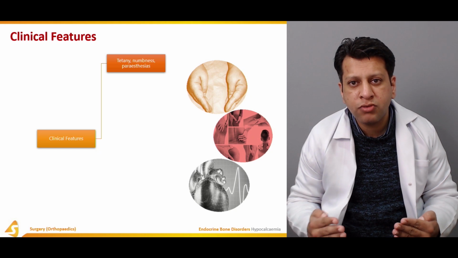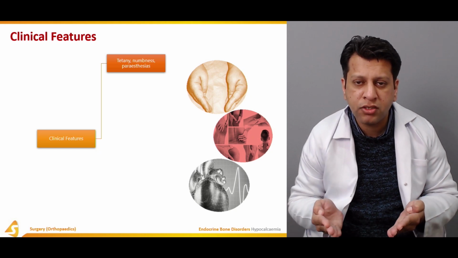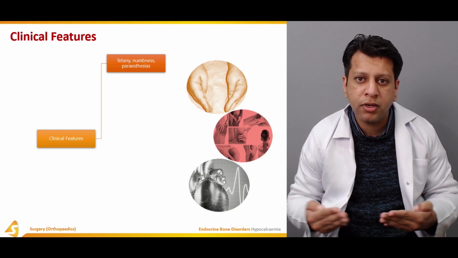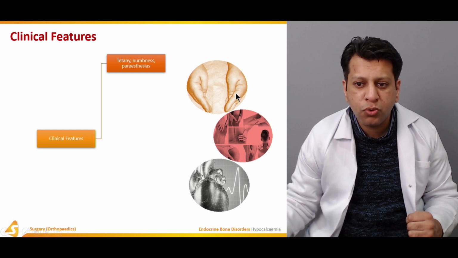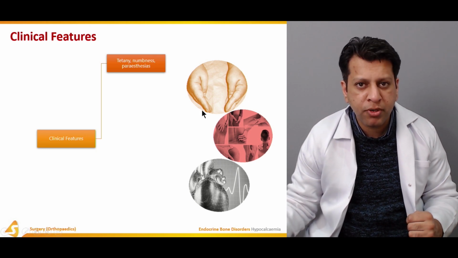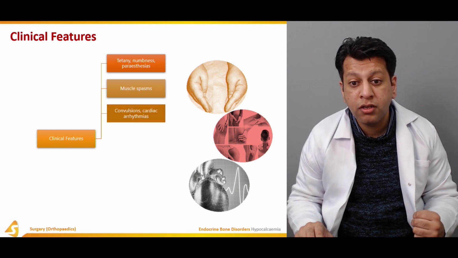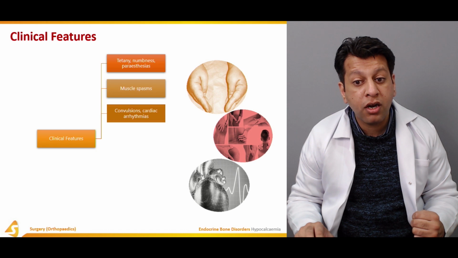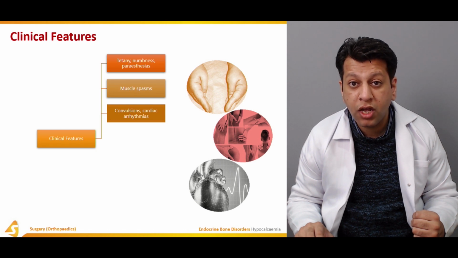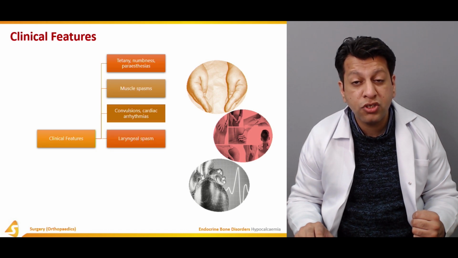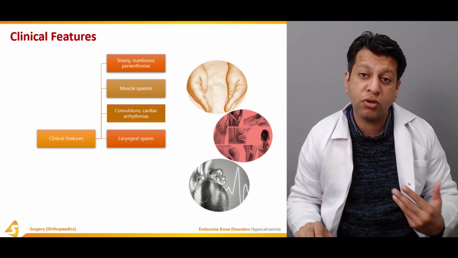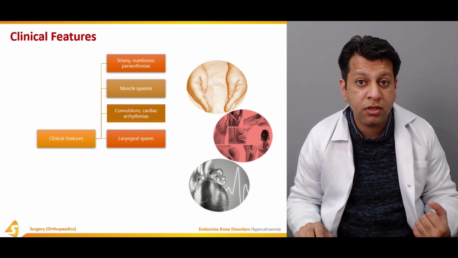Sometimes the gynecologist, when they're taking out the baby, has to make this sort of a position. That is why it's called Accoucheur's hand, and there is severe carpopedal spasm. Muscle spasm, which is mostly carpopedal. There may be convulsion or cardiac arrhythmias associated with hypocalcemia. Laryngeal spasm, where the patient may not be able to talk properly, or there may be a problem with breathing as well.